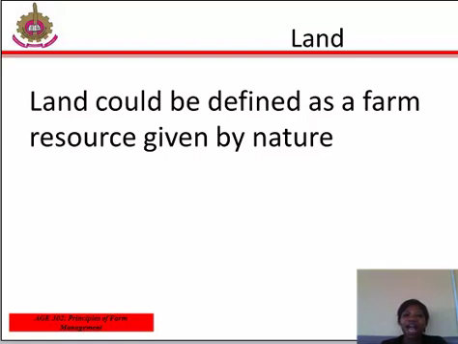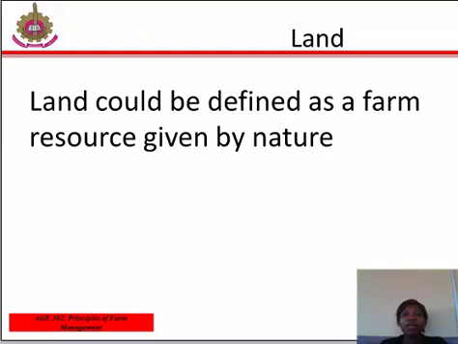Land varies according to the location. The denser the population of an area, the greater the demand for land, and hence the higher the value. Therefore, land in urban areas commands a higher price than land in rural areas.